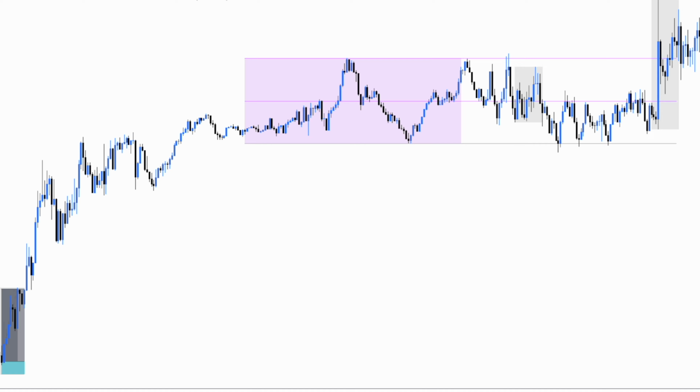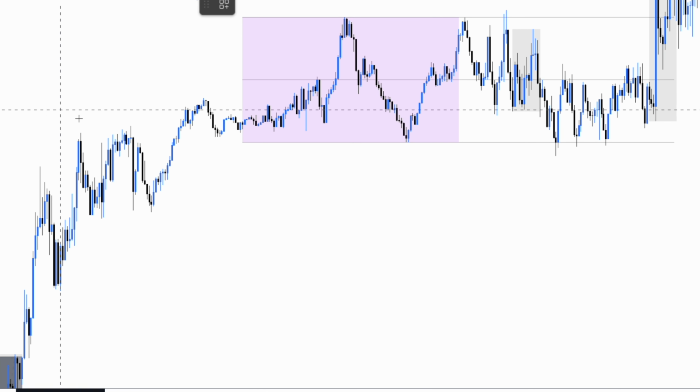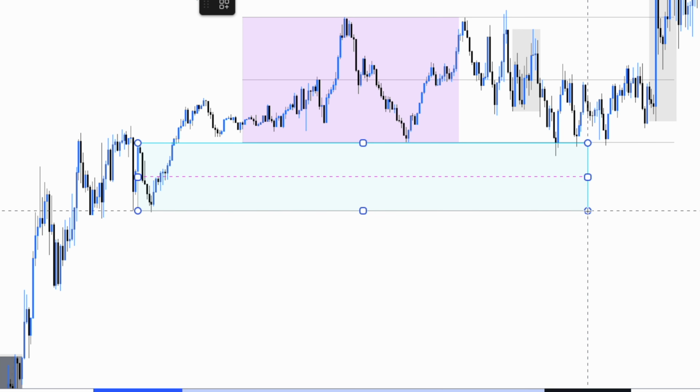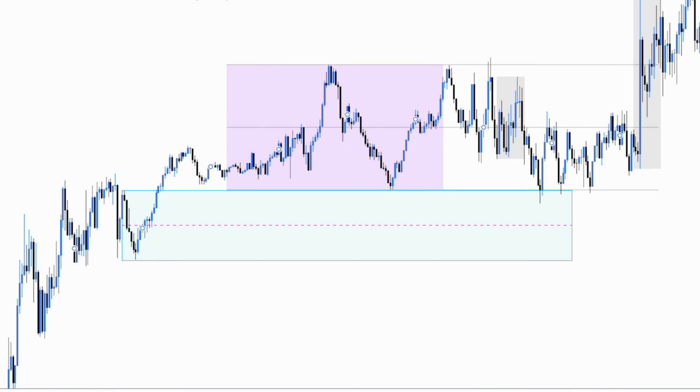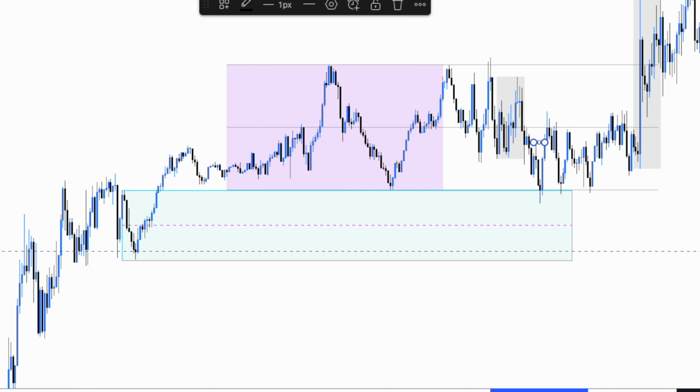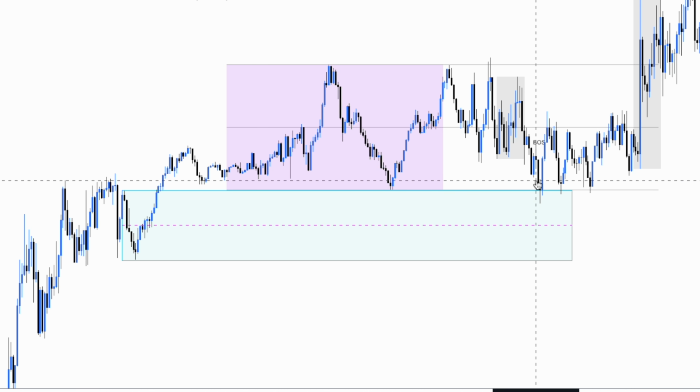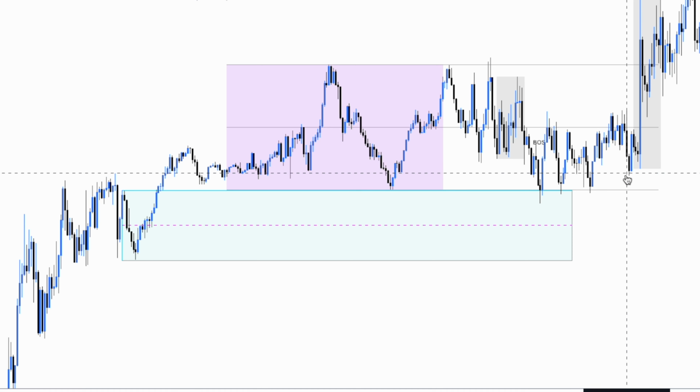So as soon as the price came in and tapped into this POI, it gave us a POS to the upside right here, and I did not enter right here. I was waiting for the New York Open.